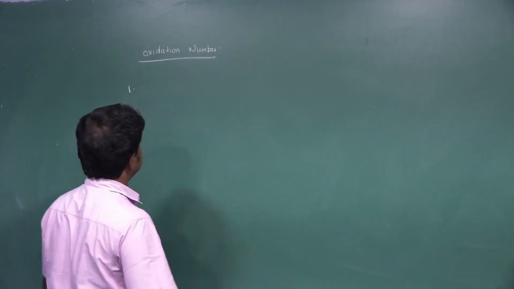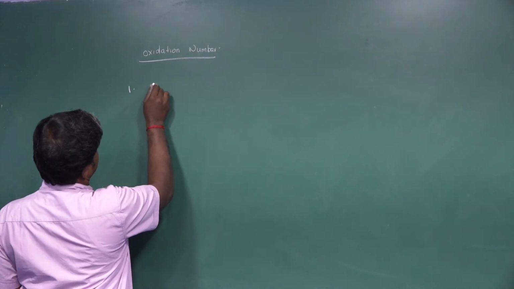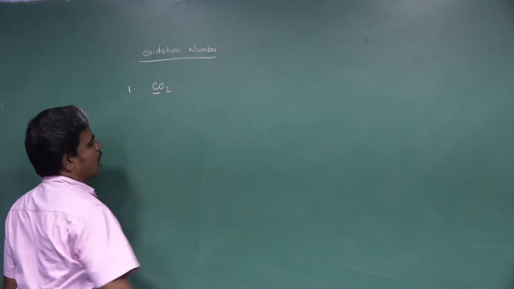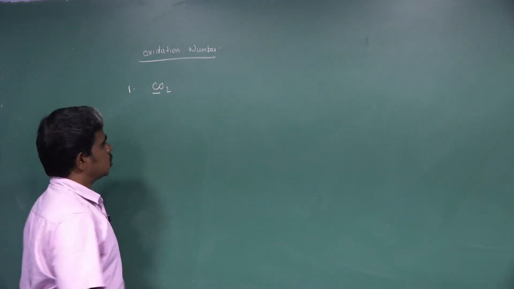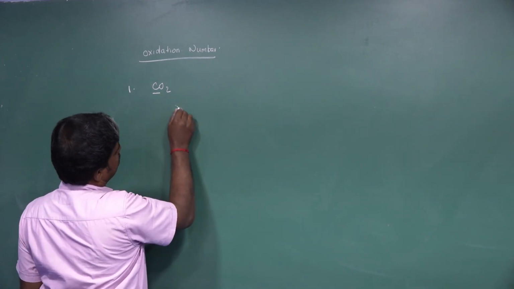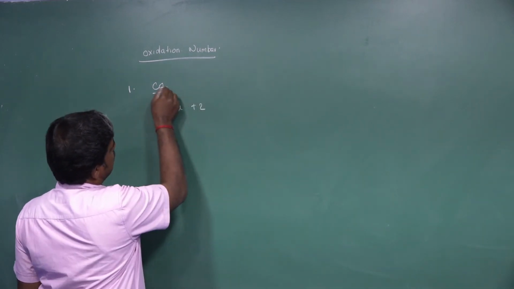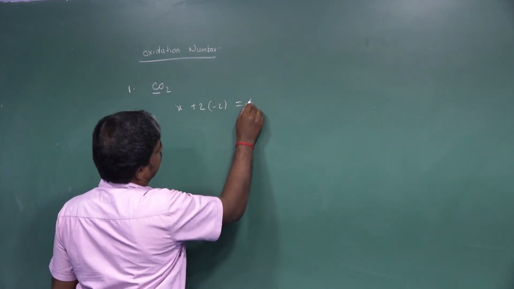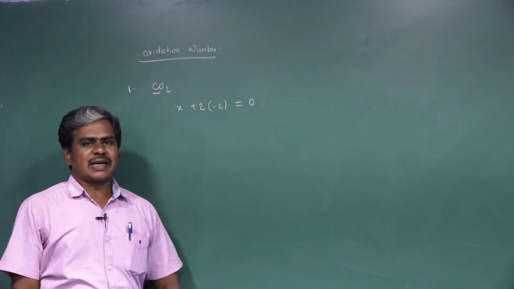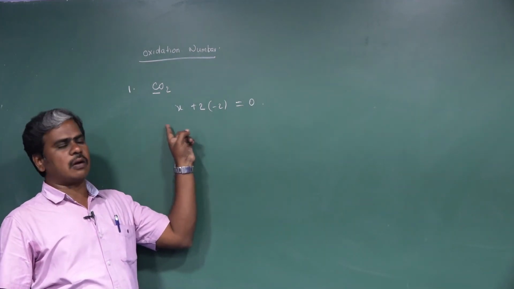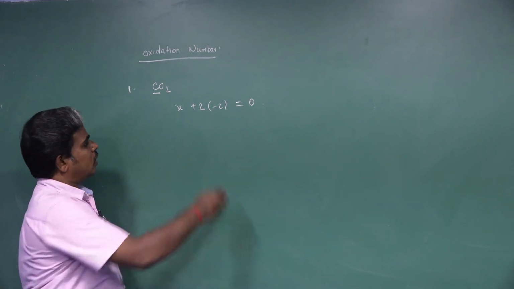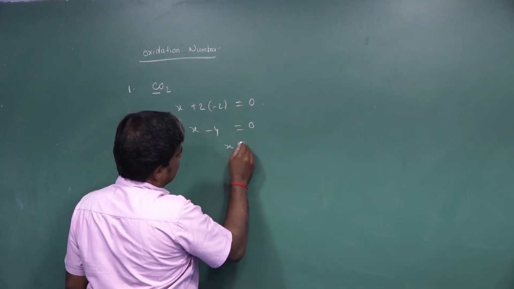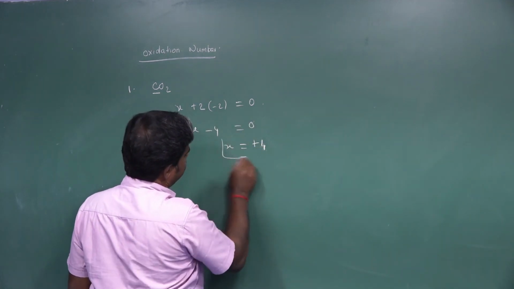Now we are taking some examples of the oxidation number of some compounds. Here we are taking CO2. Find out the oxidation state of carbon. It is taken as X plus 2, and it is a normal oxide, so oxygen has -2 oxidation state, and the sum is equal to 0. The sum of the oxidation states of the atoms in a compound is taken as 0. Now X minus 4 is equal to 0, so X is equal to +4.